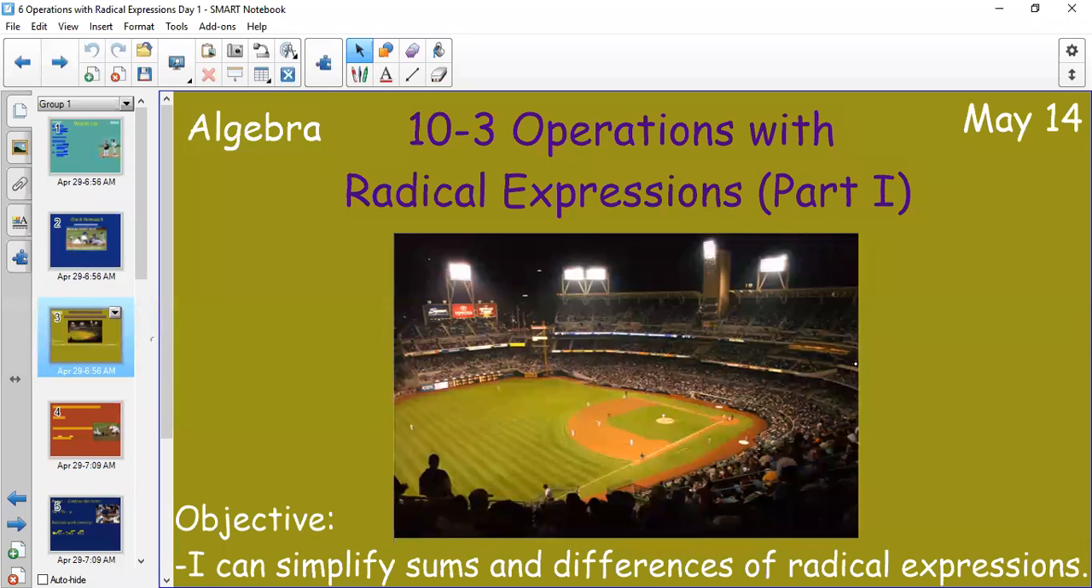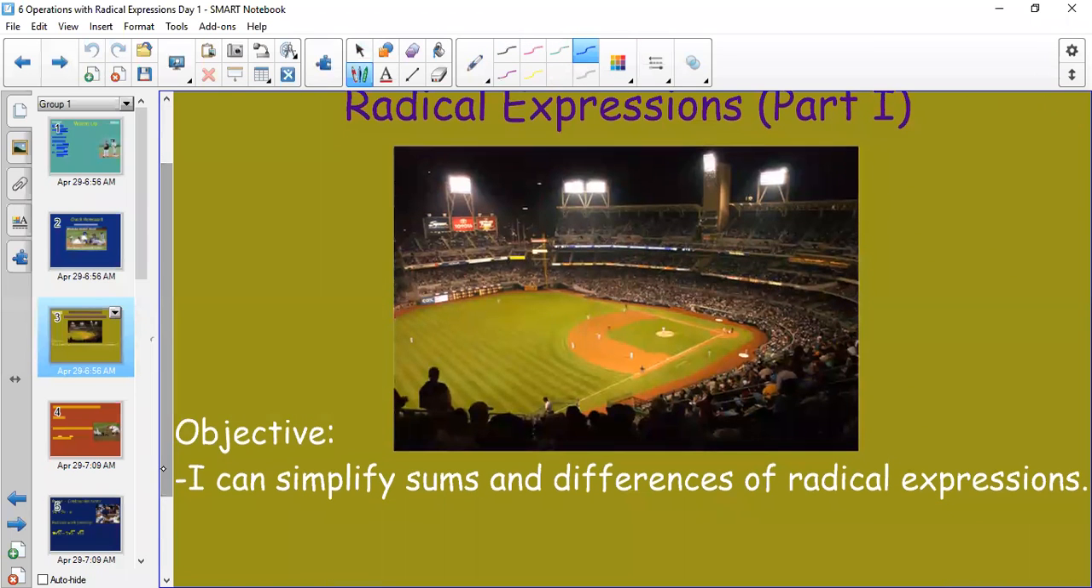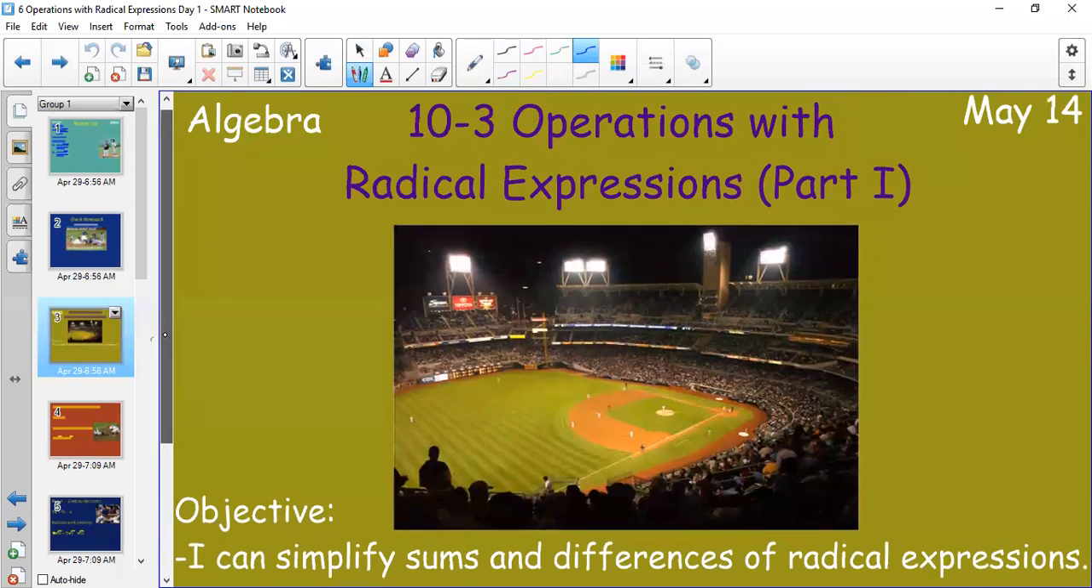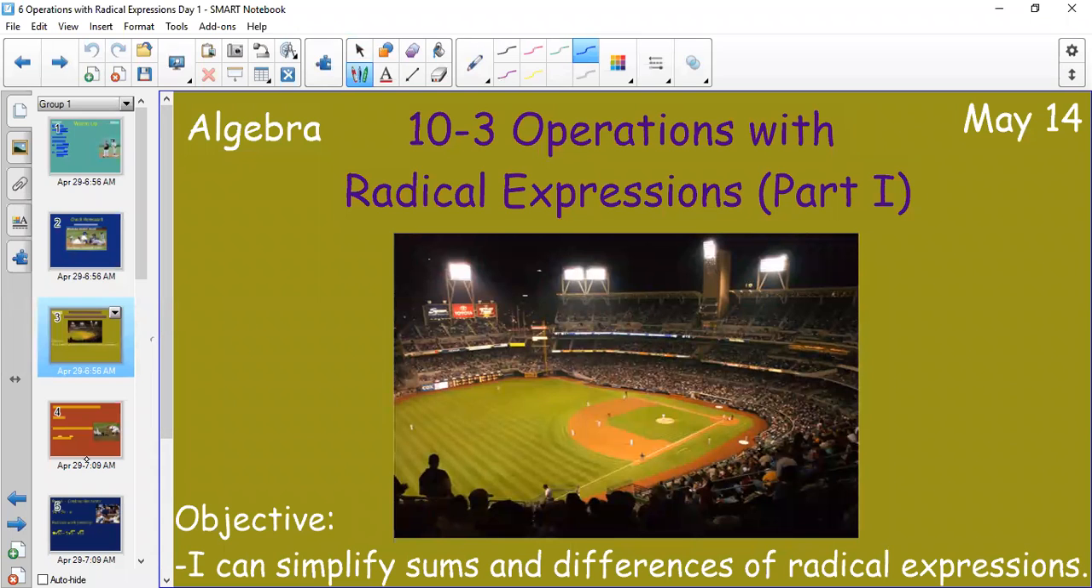Everyone, welcome to today's lesson. We are going to talk about radicals some more here. So far we have learned how to multiply and divide radicals. Today we're going to talk about how we can add and subtract radicals. So that's our goal for today.